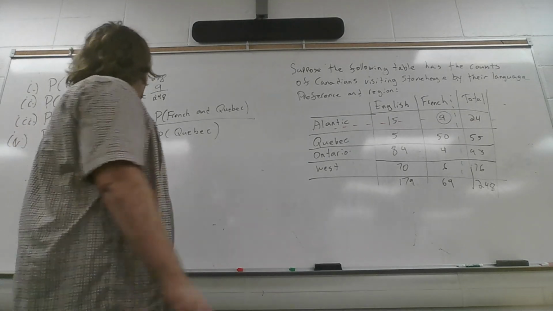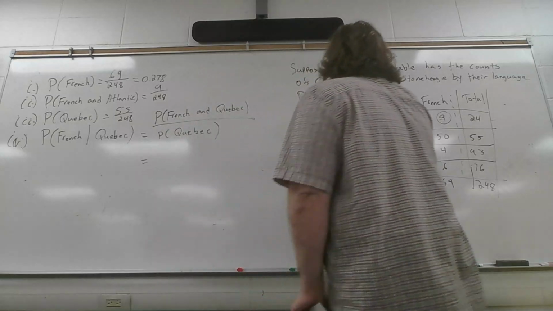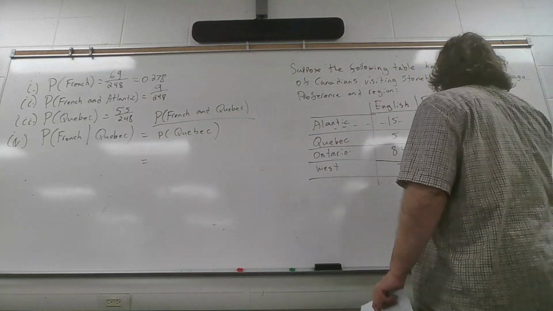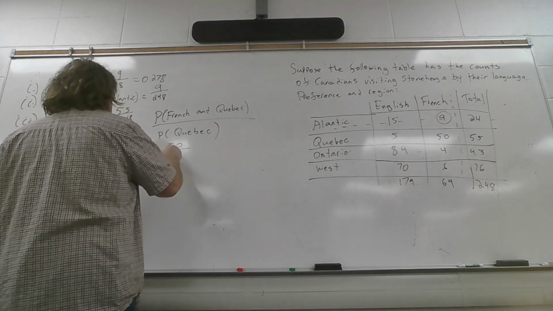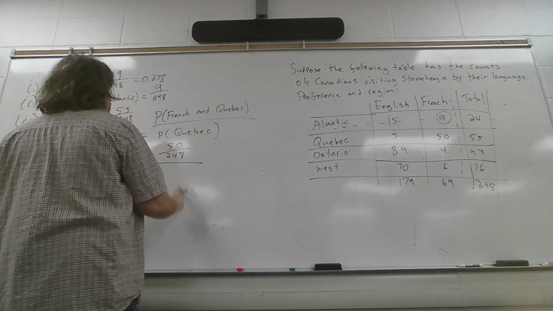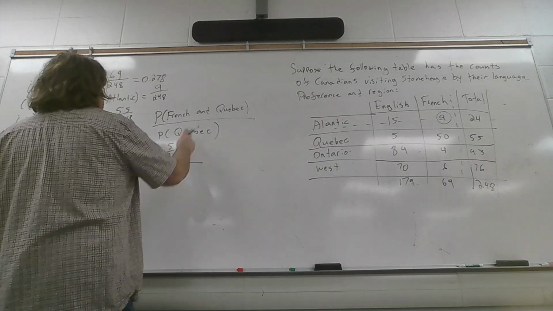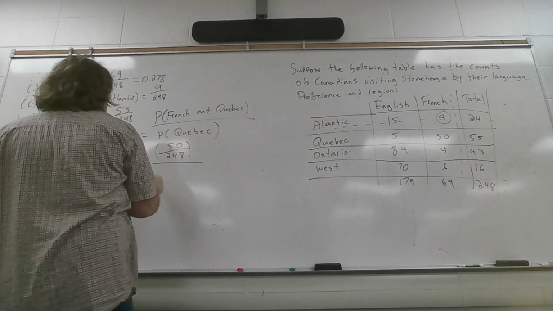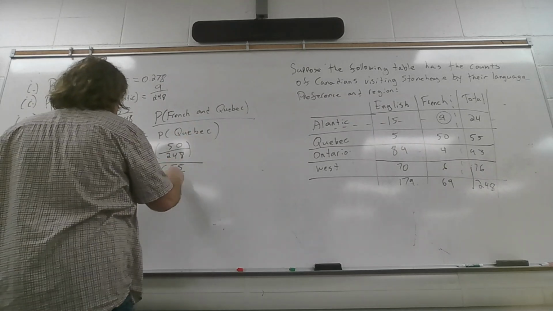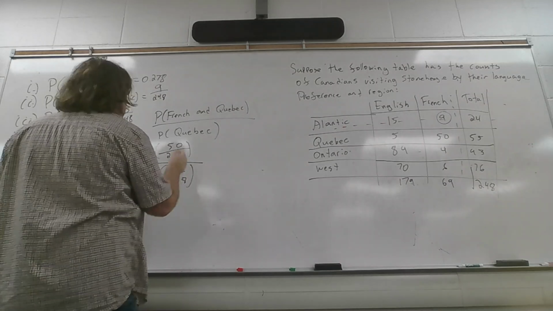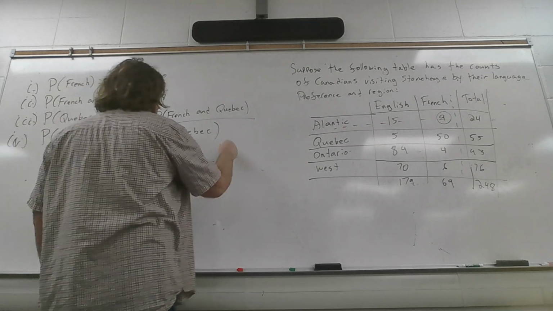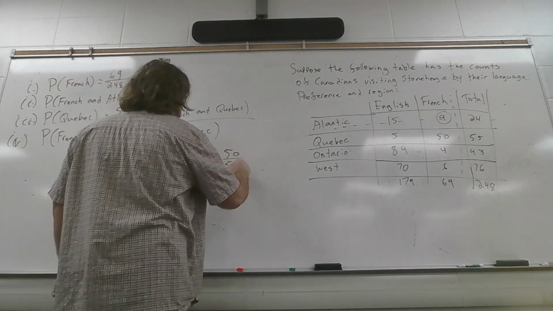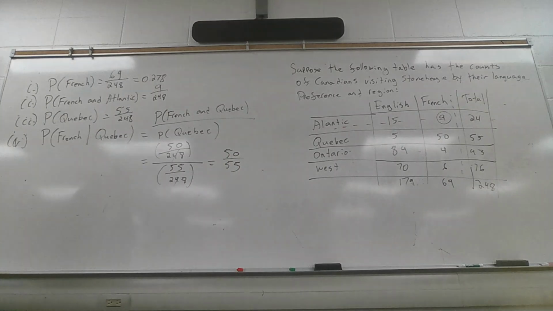So now we can think, okay, probability of French and Quebec. That's 50 over 248. Over the probability of Quebec, which we just did. That's 55 over 248. And then we can simplify this fraction. Those denominators go away. It's 50 out of 55. So pretty high.